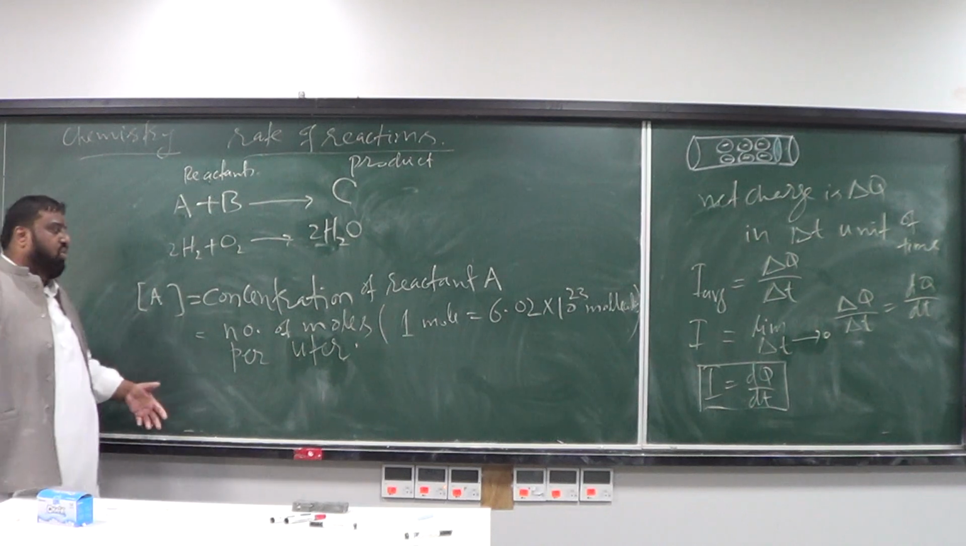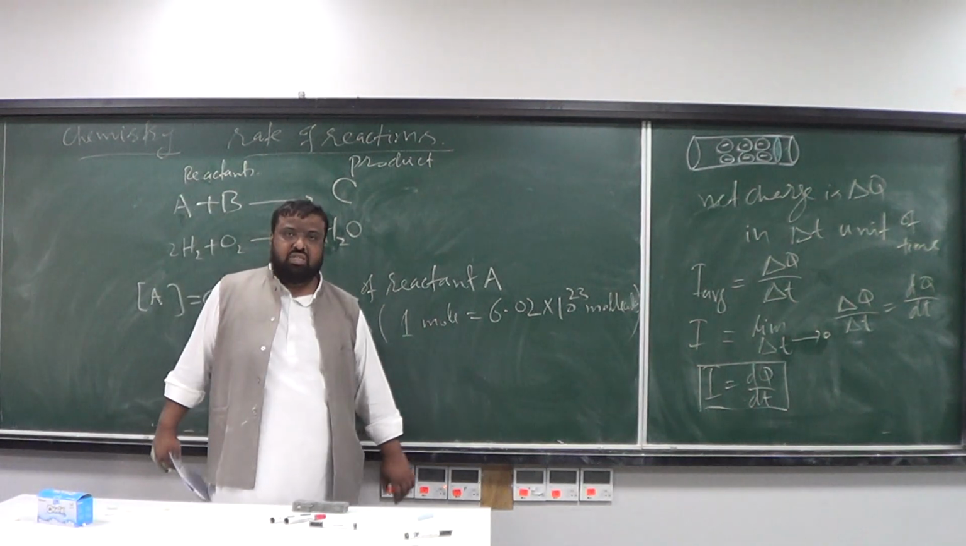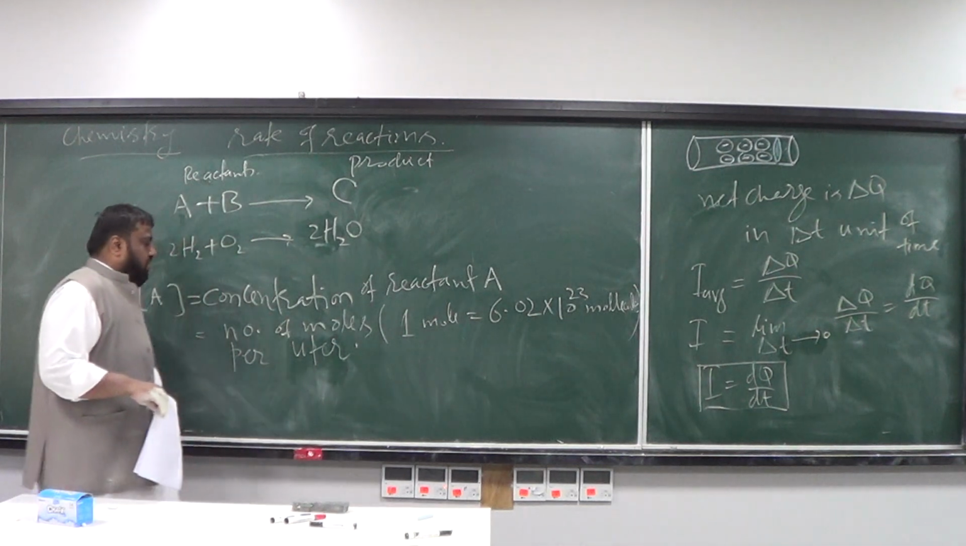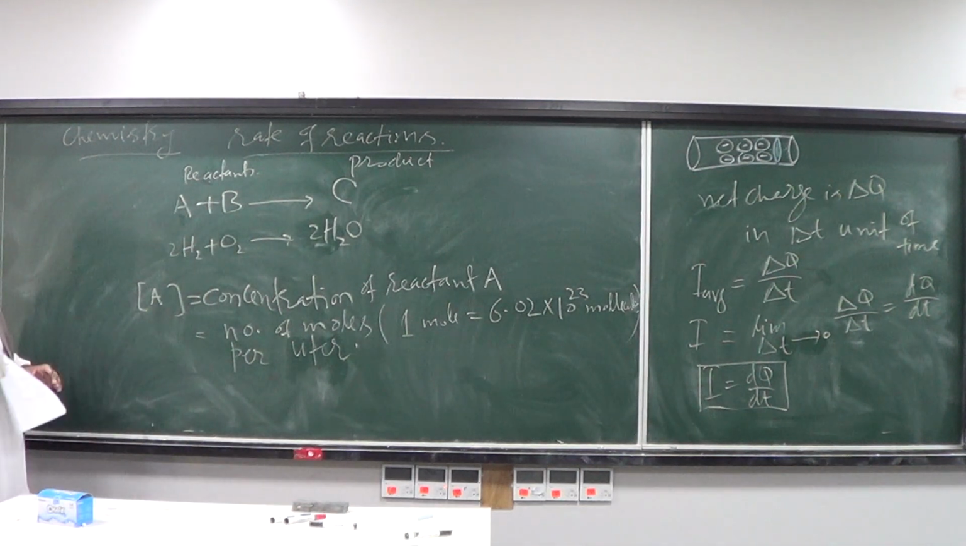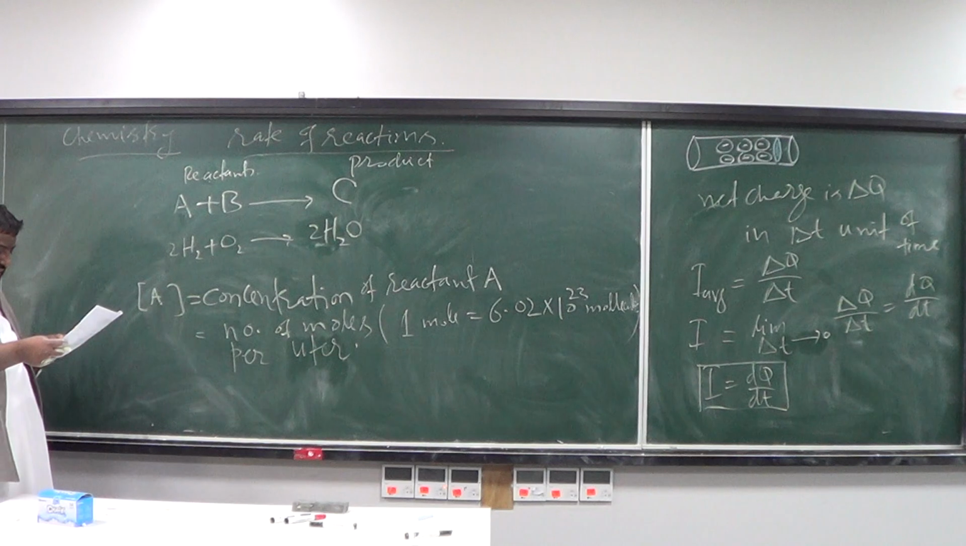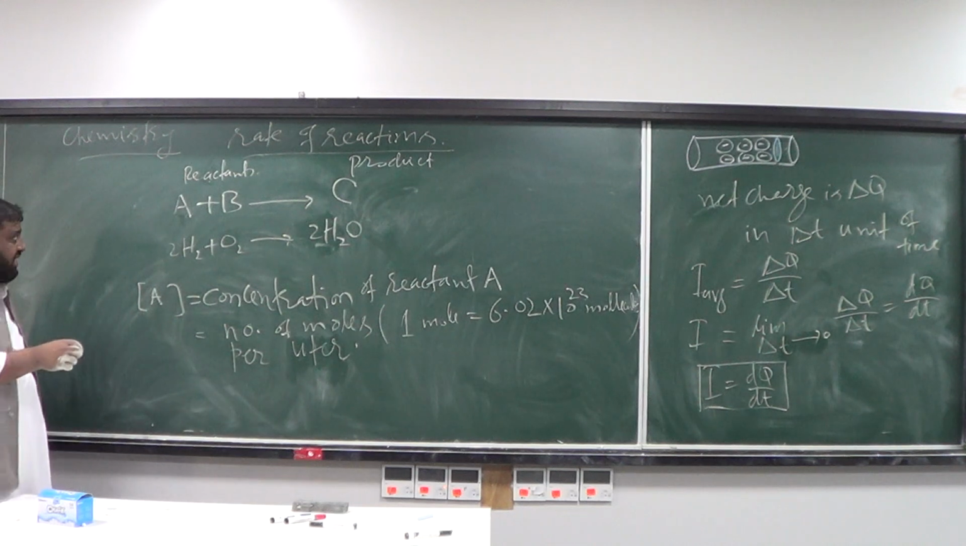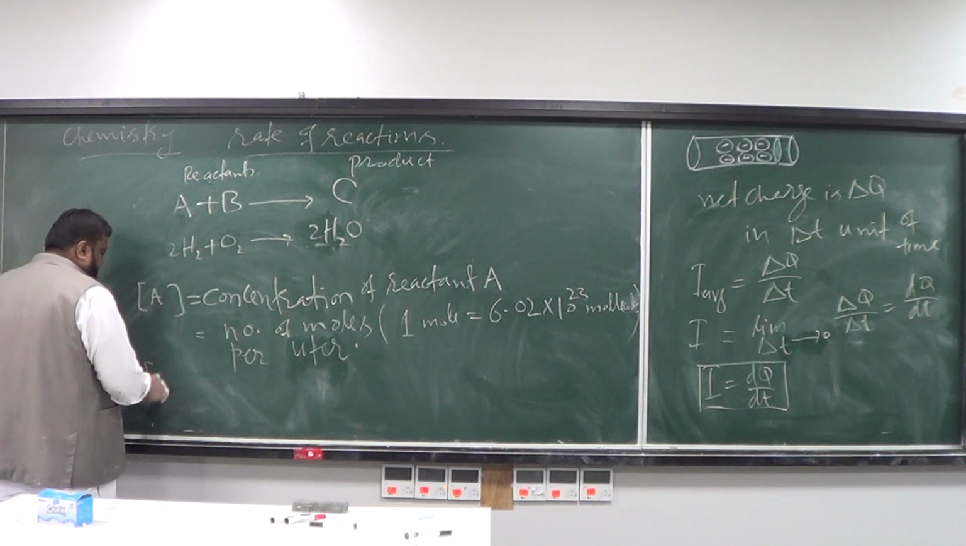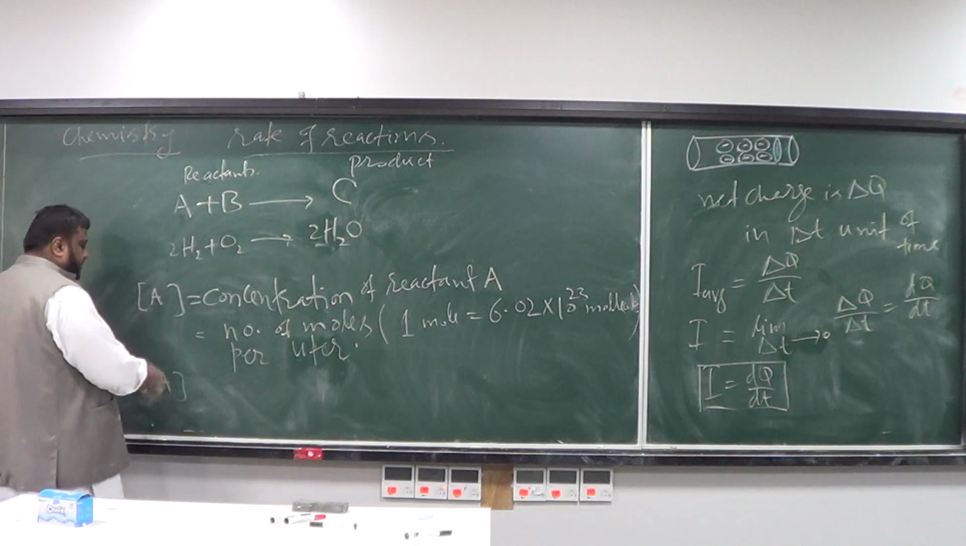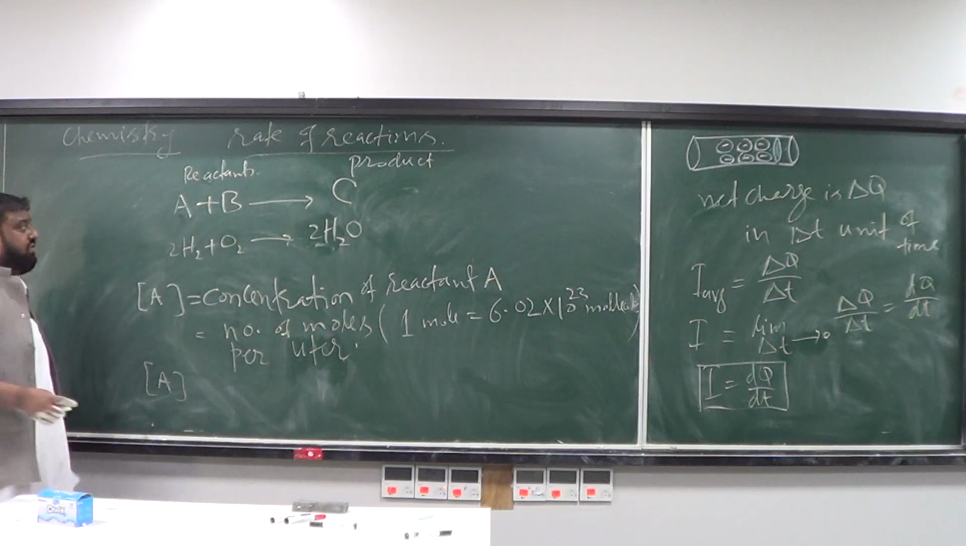And what are the moles? So a mole is equal to 6.02 times 10 raised to the power 23 molecules. Avogadro's number actually. Okay, so this is what really is there. Alright, so now the concentration of this particle, what happens with the concentration of this particle?